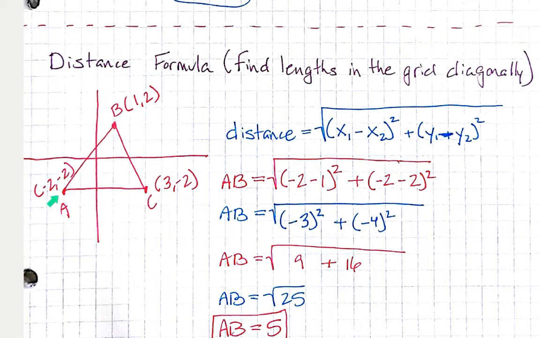From A to B, our x-coordinates are -2 and 1. So over here, -2 minus 1, squared. And then our y-coordinates are -2 and 2. So -2 minus 2, squared. -2 minus 1 is -3, and -2 minus 2 is -4. -3 squared is 9. Be careful about this. If you don't put the parentheses around this and just punch it into your calculator, you punch in -3 squared without the parentheses, you'll get -9, and that will be wrong.